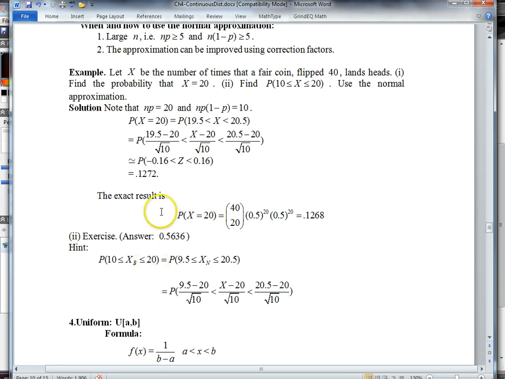And once we get that, we get the z-scores and find that probability. And thank you. Next talk I'm going to talk about the uniform and the exponential distributions.